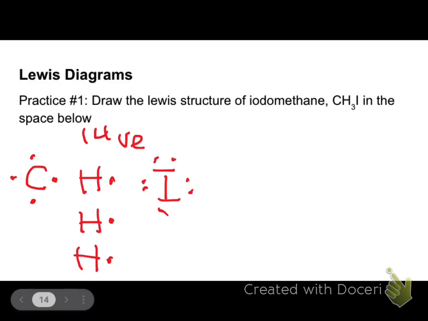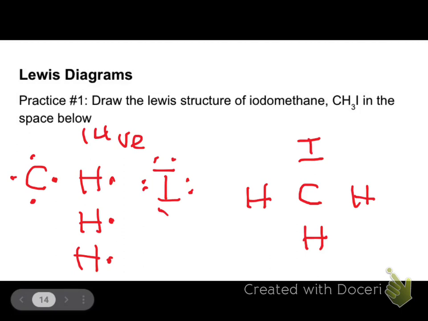Okay, now I want to arrange them in a basic structure. Which of these is going in the middle? Carbon, because if you look at the rules, it says if carbon's there, carbon always goes in the middle. So then we're going to put iodine and hydrogen around carbon. This basic square structure is pretty common as a way of drawing this.